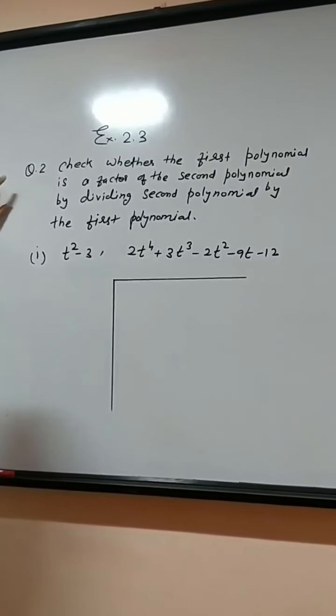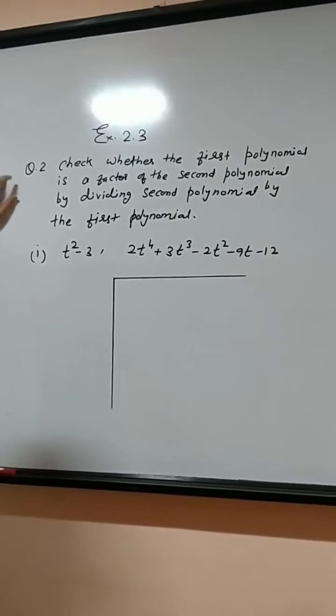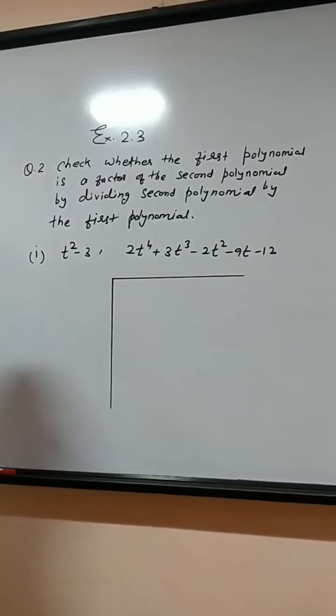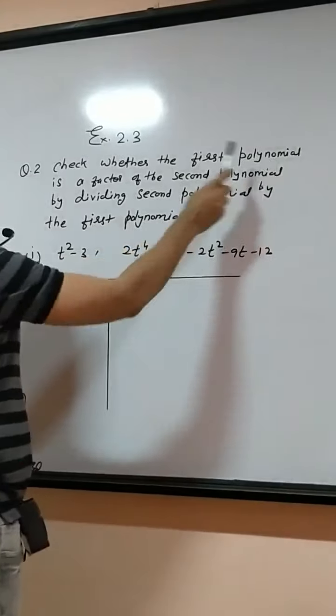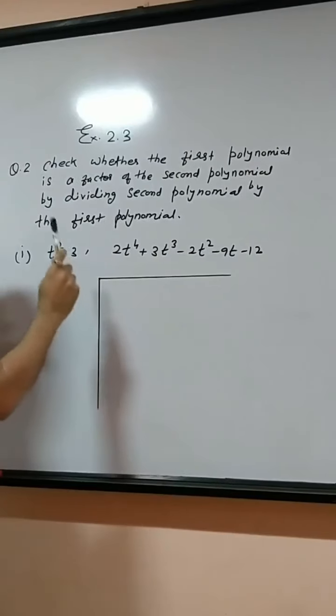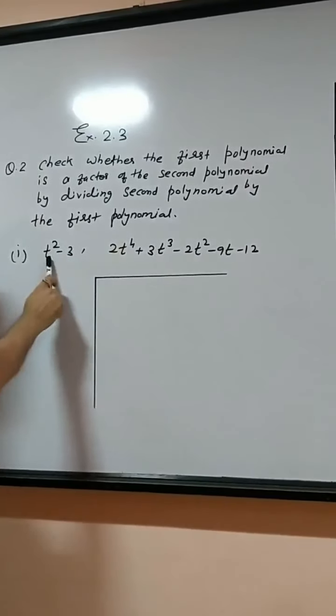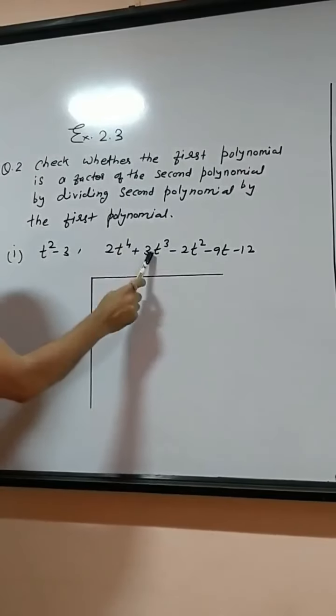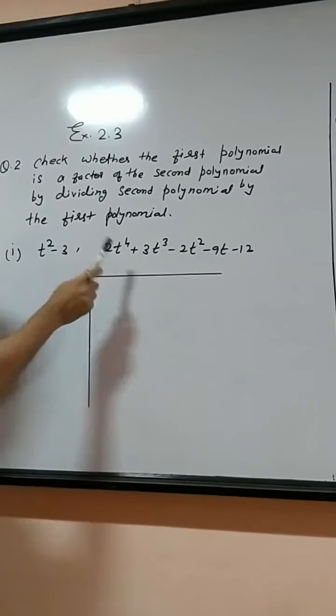Exercise 2.3, sum number 2. Why? Because sum number 1 is already given. Question 2. Check whether the first polynomial is a factor of the second polynomial by dividing the second polynomial by the first polynomial. Means we have to divide this by this. If the remainder is 0, then it is a factor of this. If the remainder is not 0, then it is not a factor of this.